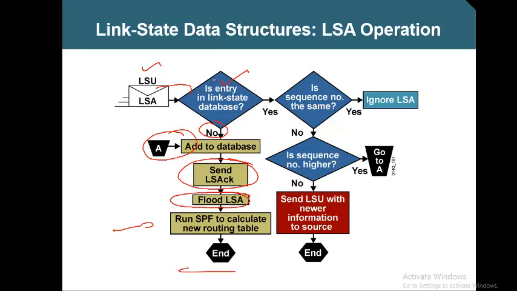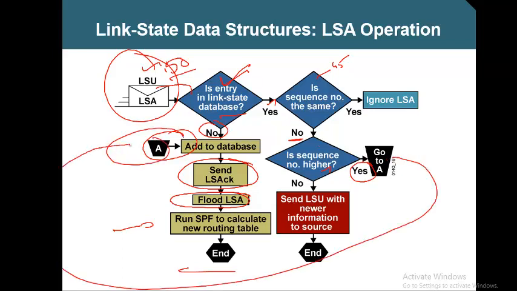But what if I already have an entry in my database? My database is not empty when I receive this update. It already has something in it. Then what I need to check is the sequence number that is coming. Let's say the incoming sequence number is 50 and the local one is 45. Is the sequence number the same? Of course not. Is the incoming sequence number higher? Yes, so I need to add it to the database and repeat the same procedure: send the acknowledgement, flood it downstream, run the SPF.